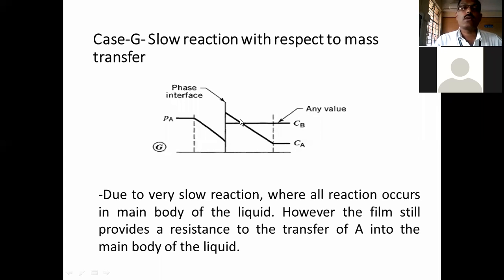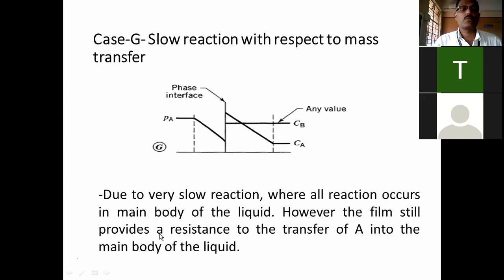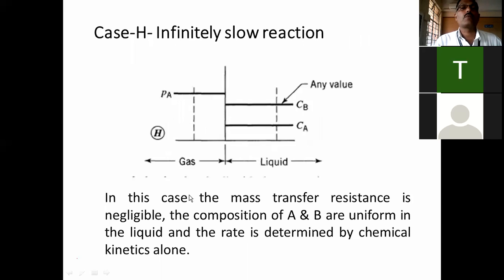So this Cb is constant, because no B is reacting with A in the film. So B does not drop, and the concentration of B is constant. Due to the very slow reaction, the reaction occurs in the main body of the liquid. However, the film still provides a resistance to the mass transfer of A into the main body of the liquid.